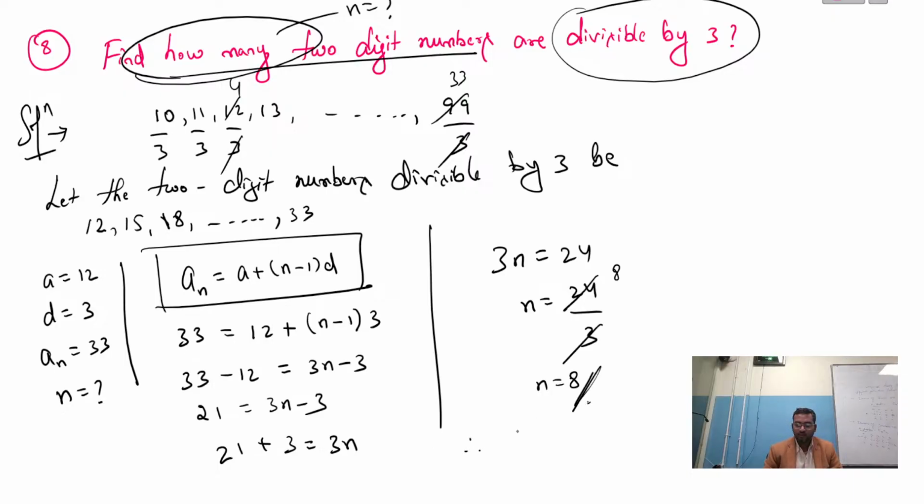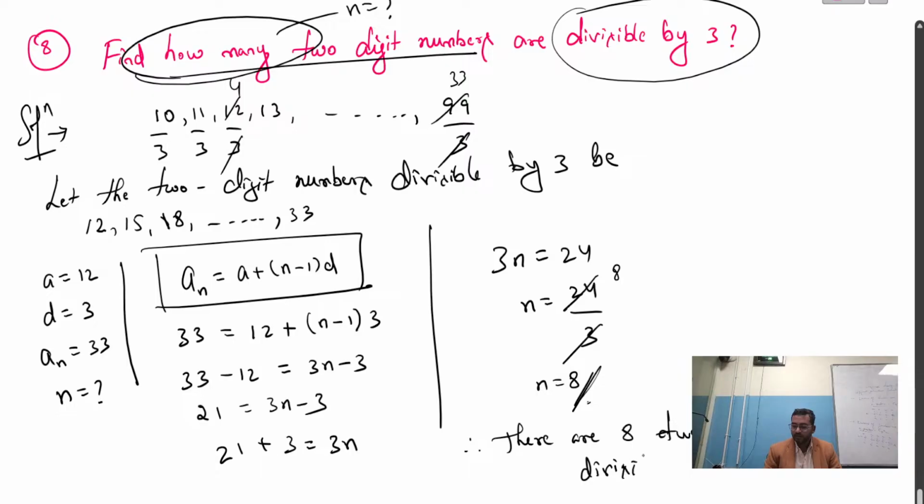Now we can say how many two-digit numbers are divisible by 3. There are 30 two-digit numbers divisible by 3. This is how you are supposed to conclude the problem.